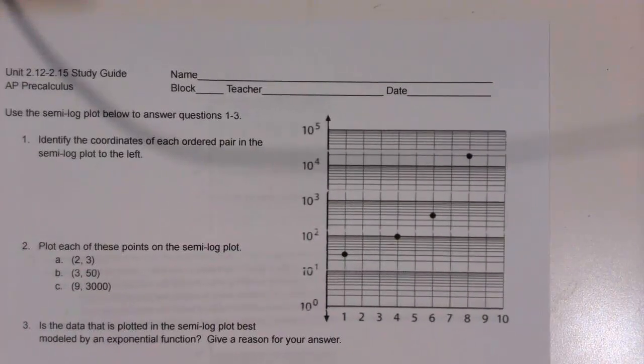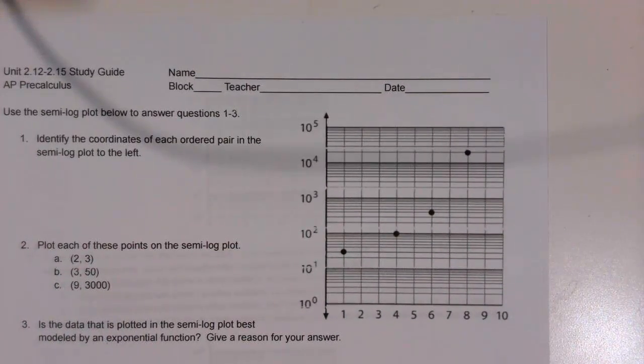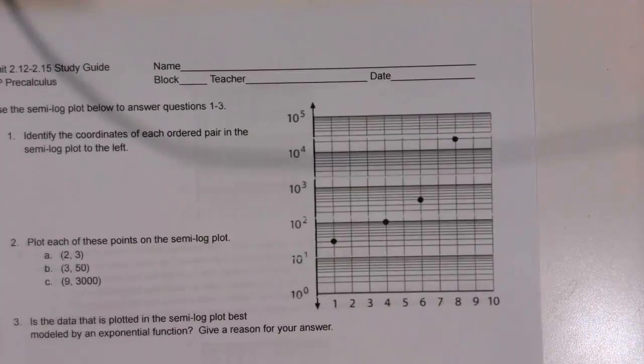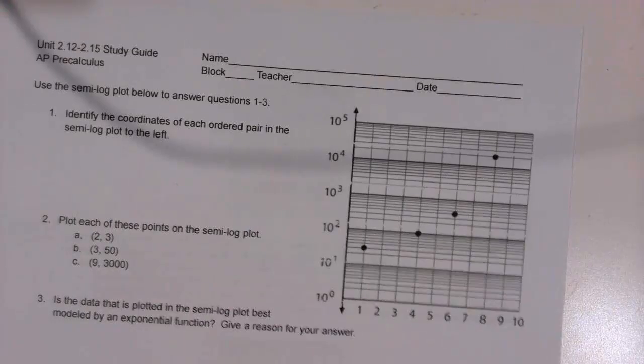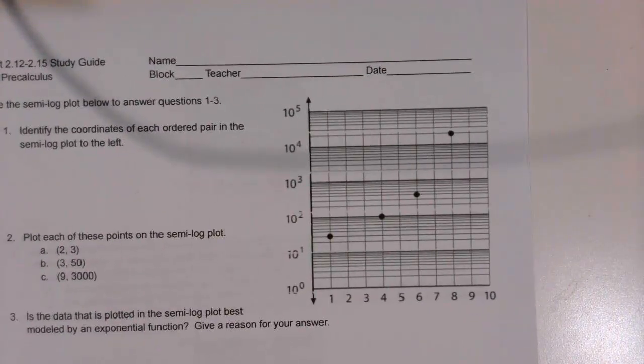Alright, so in this video we're going to go over study guide numbers 1 through 3, and then 9 and 10. There will be a separate video going over 4 through 8 since you use Desmos. So that's what you're looking for.